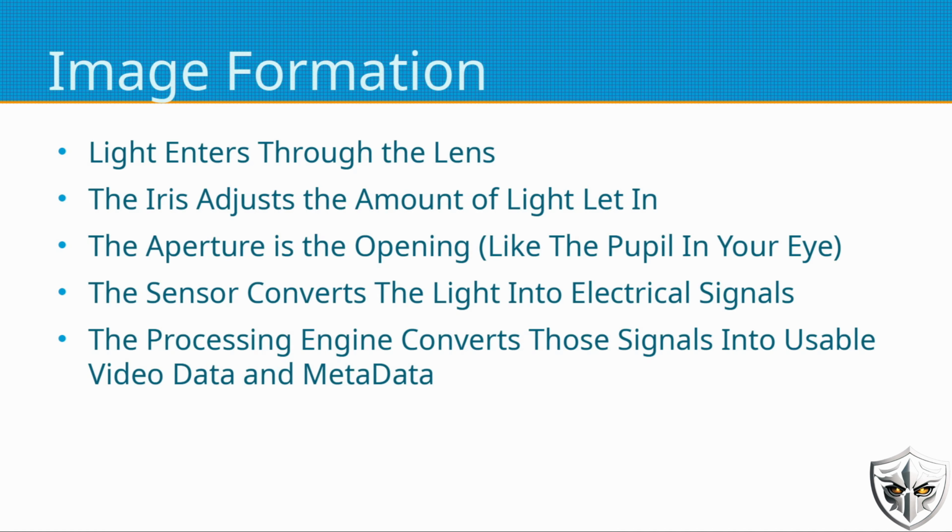Then you've got your iris, and just like the iris in your own eyeball, the iris adjusts the amount of light that's come in by changing the size of the aperture. So the aperture of a camera is like the pupil in your eye. Smaller means less light, wider means more light, and all that light goes to a sensor that converts the light to electrical signals, which is very much like your retina. Then those electrical signals are sent to a processing engine that converts those signals into usable video data and metadata, which is what your brain does. So again, the camera, very much think of it just like your own eye and just like how you see images yourself.